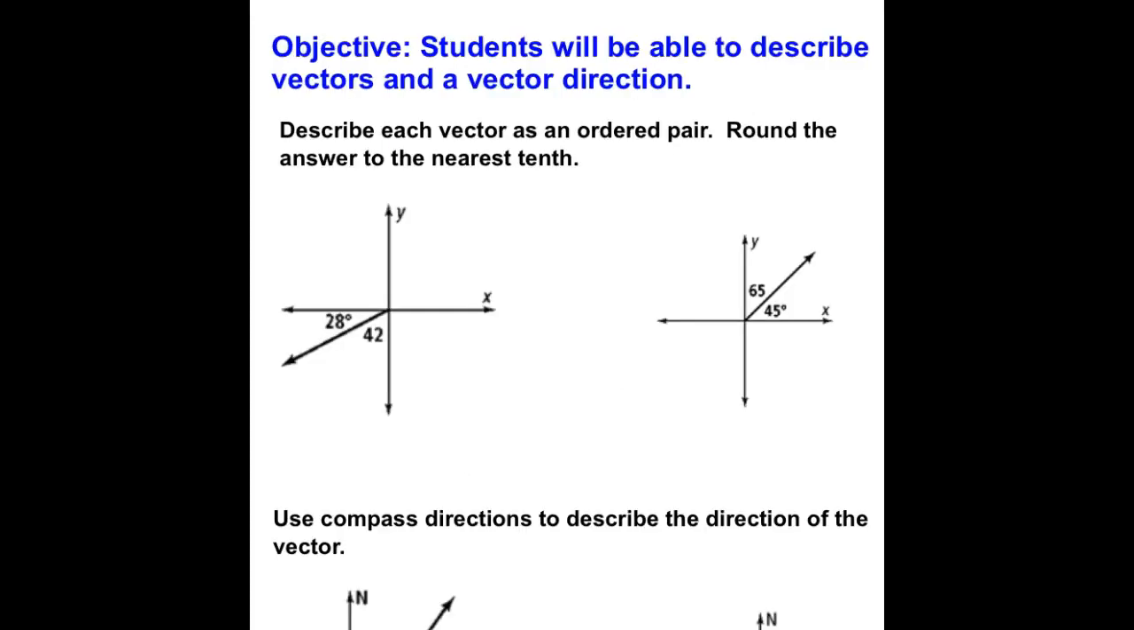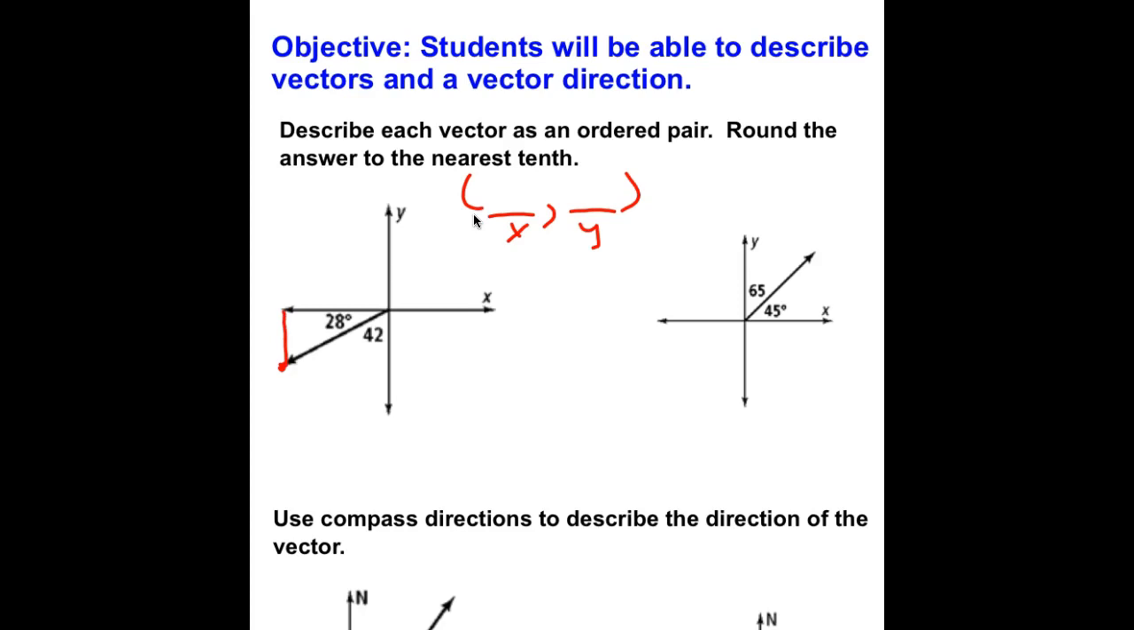All right, this last objective is that students will be able to describe vectors in a vector direction. So it says describe each vector as an ordered pair, round the answer to the nearest tenth. So when you describe it as an ordered pair, that means you need an x value and a y value. So here's going to be your x, here's going to be your y value. And so what you're really looking for is the xy value of that end point of the vector. So what you want to typically do is you want to make a right triangle. So I would bring this maybe up to the x-axis. That's what I usually do.